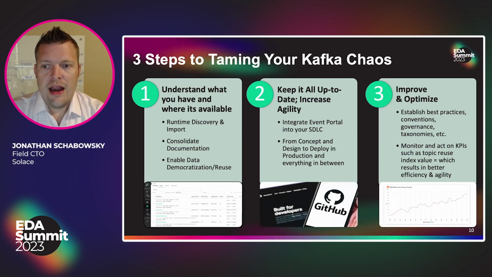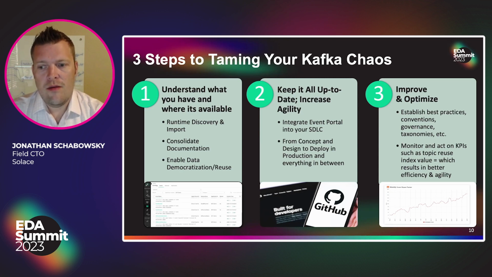What are the naming conventions that you want to use organizationally? How do you want to govern access to these event streams? How do you want to manage the different taxonomies of how those streams are broken up? And then finally, how do you monitor KPIs? Again, if you can't measure it, it's really hard to see if you're making progress.